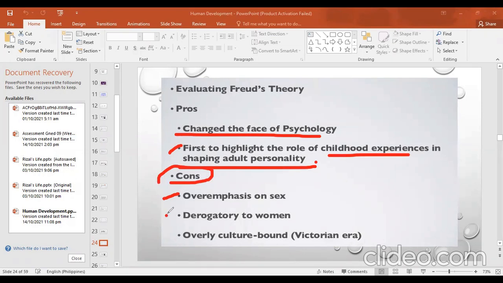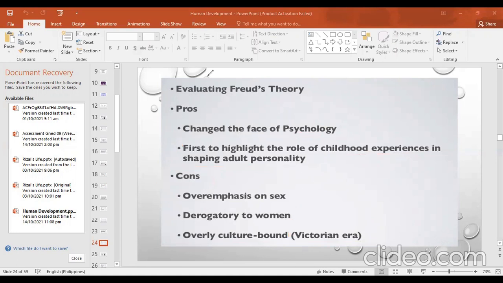Ayan. Derogatory to women or very disrespectful para sa mga kababaihan. And we have overly culture-bound Victorian era. Kumbaga, masyado na siyang matagal, Victorian era pa lang. And during the Victorian era, marami na rin ang against sa kanya. Ang dami na rin, kumbaga questionable talaga ang kanyang theory. Marami ang umaayaw, marami ang not just only against, pero ang daming, kumbaga, dito yung tinatawag natin na controversial. Ayan.